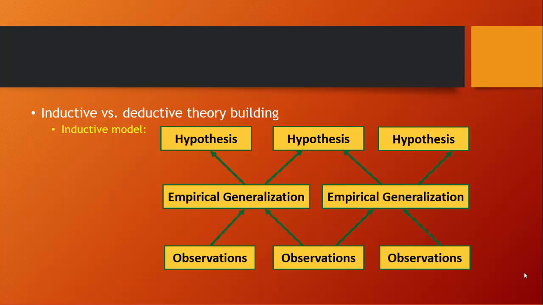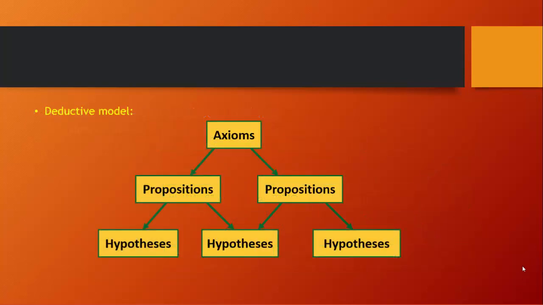The deductive theory works in the opposite direction. It works from a set of axioms, develops propositions, and these propositions become testable hypotheses. The logic of deduction works from the axiom down to what you can actually observe. And the classic example from philosophical logic is that all men are mortal, right? That's a general proposition.